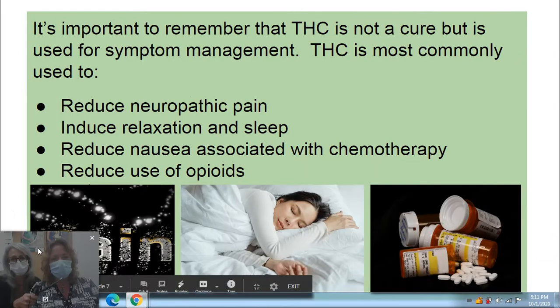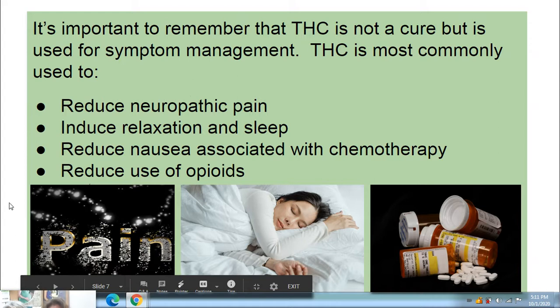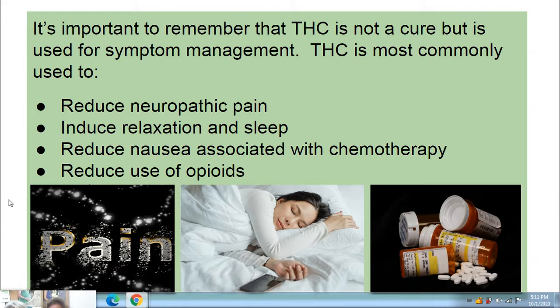It's important to remember that THC is not a cure, but is used for symptom management. THC is most commonly used to reduce neuropathic pain, induce relaxation and sleep, reduce nausea associated with chemotherapy, and increase appetite, and reduce the use of opioids.